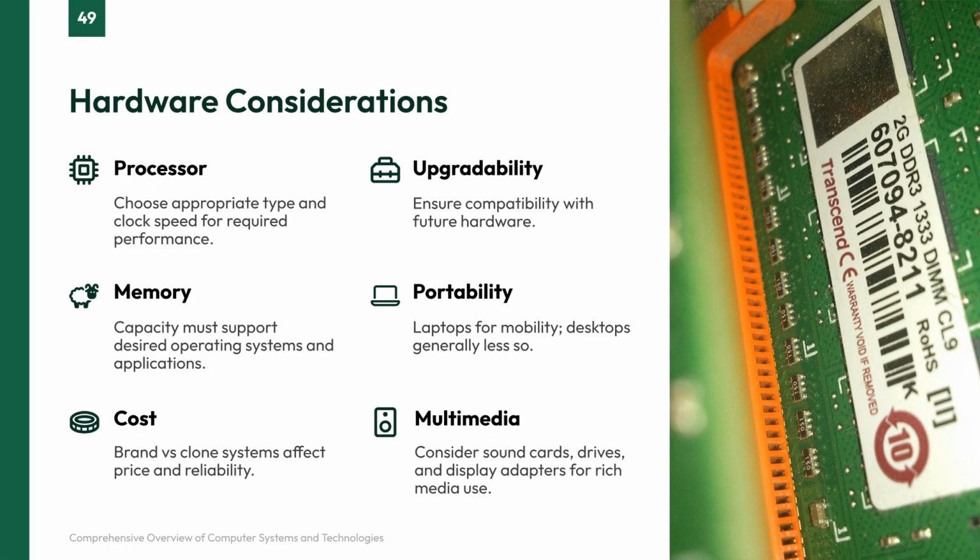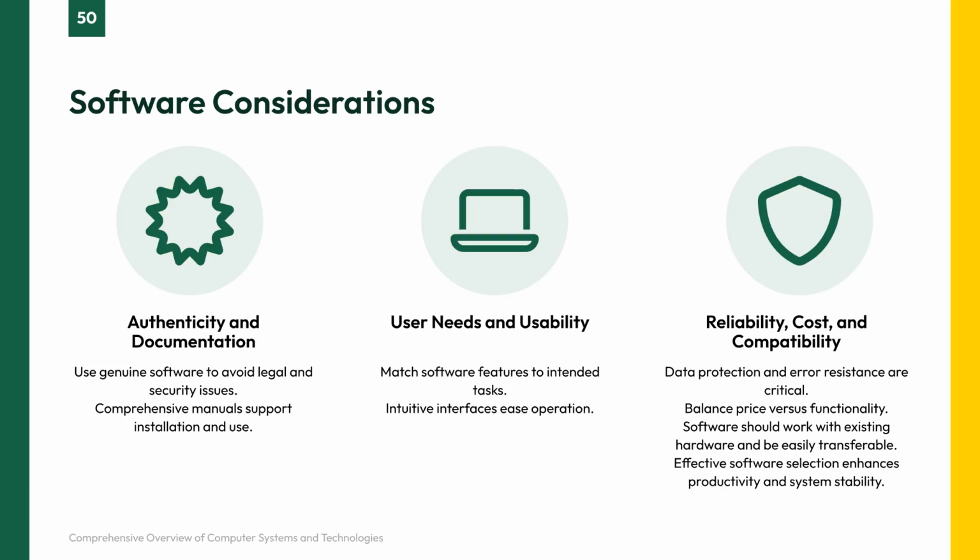Key hardware considerations include choosing the right processor, sufficient memory capacity, cost, upgradability, portability, and multimedia features like sound cards and display adapters. Software considerations involve authenticity and documentation, matching features to user needs, and ensuring reliability, cost-effectiveness, and compatibility with existing hardware.